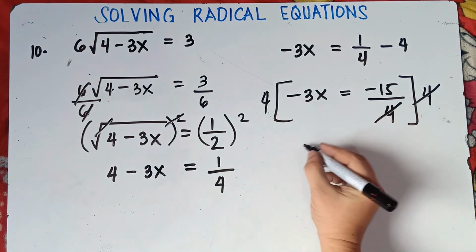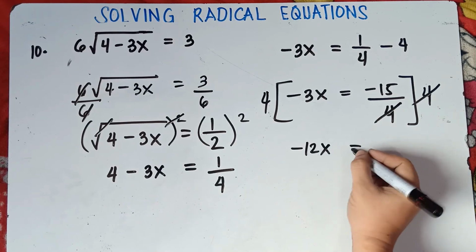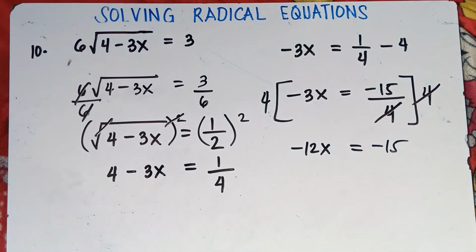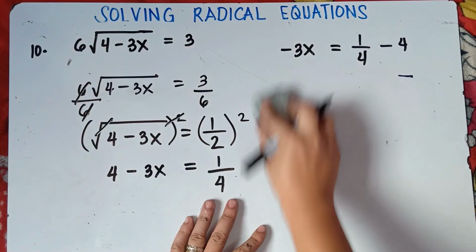4 times negative 3, this will be negative 12x equals, copy negative 15. So you can have that solution, class. Properties of equality, multiplication property of equality. But if you're confused, you can do it this way, class.